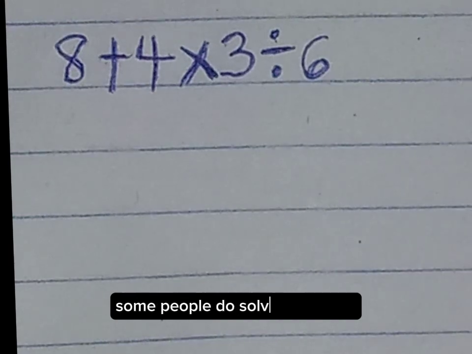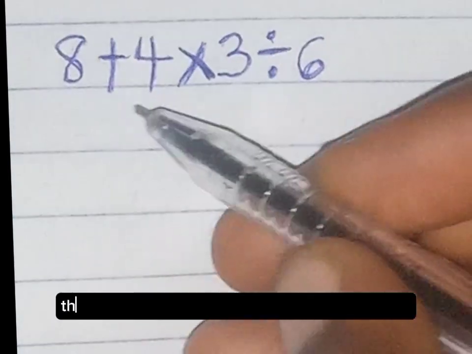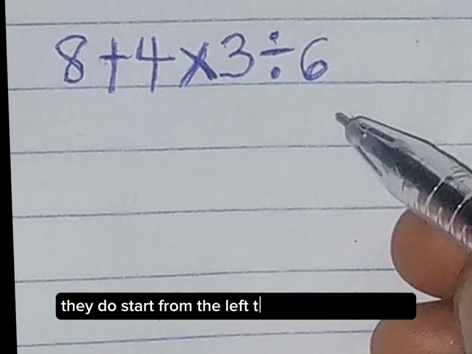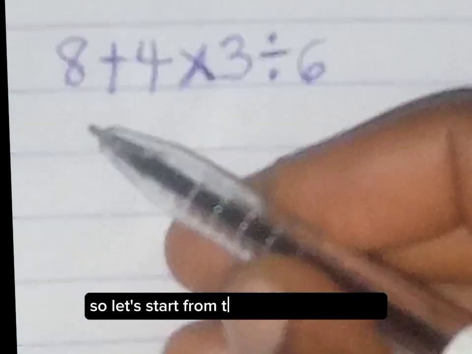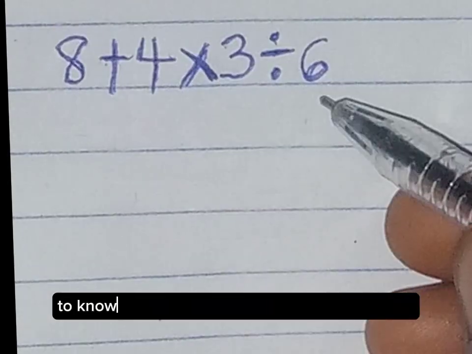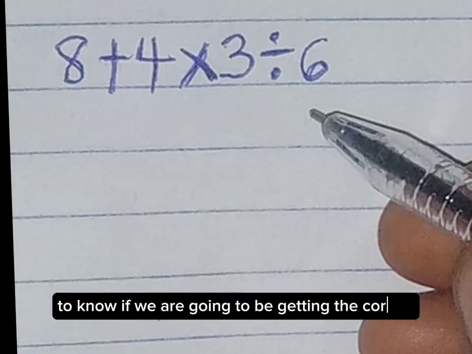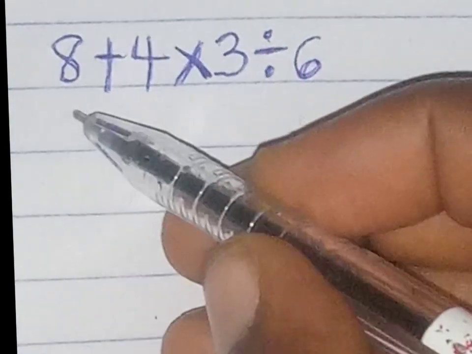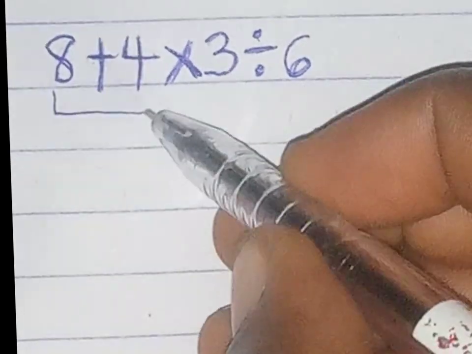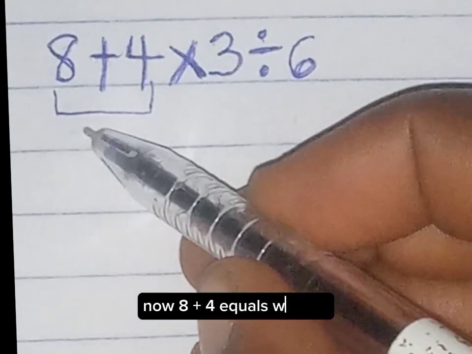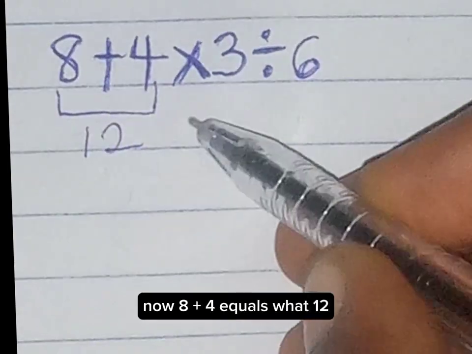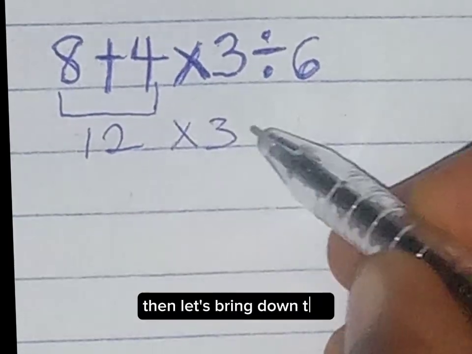Some people do solve it this way. They start from the left to the right hand side. So let's start from the left hand side first to know if we are going to be getting the correct answer. Now 8 plus 4 equals what? 12. Then let's bring down this.